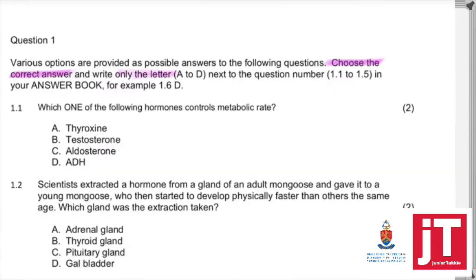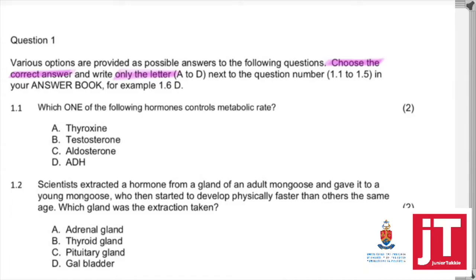So the first thing to have a look at here is that we need to know how to approach these because we will be getting multiple choice questions in both of our papers at the end of the year, paper 1 and paper 2. Although the topics we're writing on are different, we will be getting at least 10 of these multiple choice questions in each of those papers.